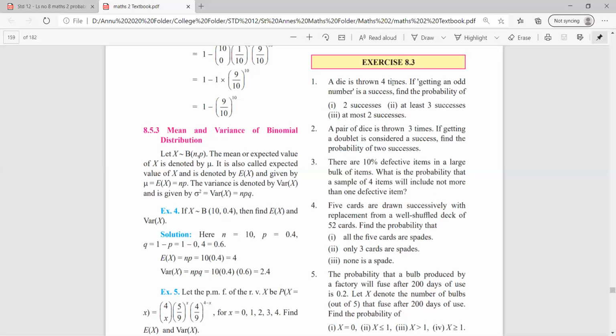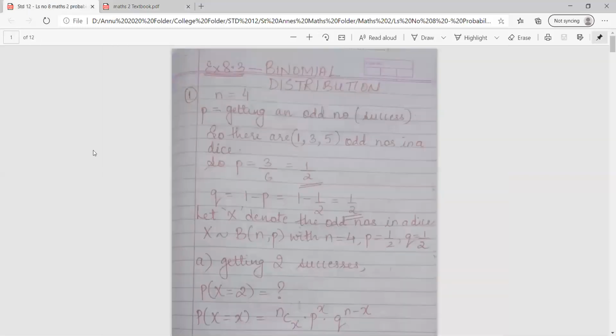A die is thrown 4 times. If getting an odd number is a success, find the probability of getting 2 successes, at least 3 successes, at most 2 successes. Now class, before we start with the sum, always remember, whenever you are solving sums related to binomial distribution, always check for 3 alphabets. Number 1, n, number of times, p, probability of getting the success, and q, the failure. So here's the screen, pay attention.